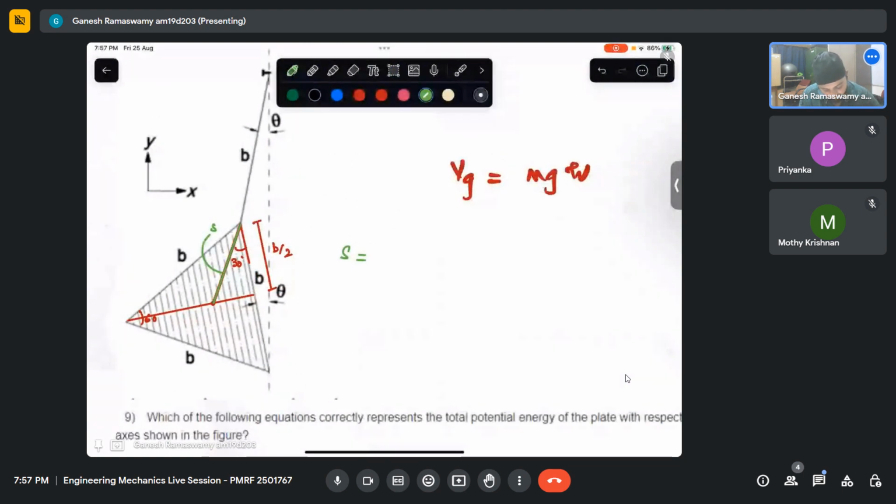cos 30 is giving me b by 2 s, or s is nothing but b by 2 cos 30. So cos 30 is root 3 by 2. So essentially s will be b by root 3.